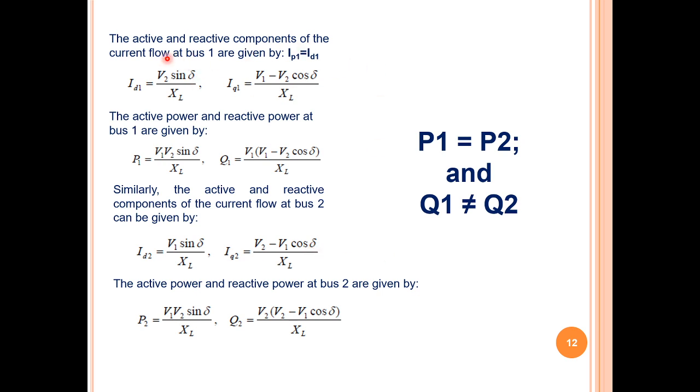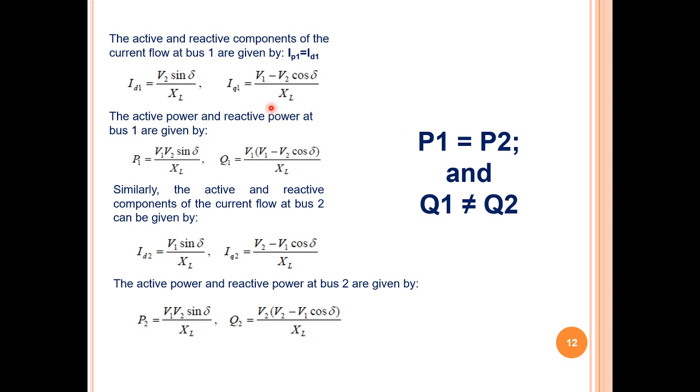The active and reactive components of the current: IP1 is also equal to ID1. No problem, in some textbooks ID1 is given, that is the active current component, or else the direct axis current component. Remember we have the formula P equals V1 V2 by X into sin delta, where V1 is the sending end, V2 the receiving end, and X the reactance. From this, the value of P1 is V1 into IP1. This entire IP1 value, IP1 or ID1, is V2 sin delta by X. Q1 is equal to V1 IQ1, the reactive part, where IQ1 is this entire value.